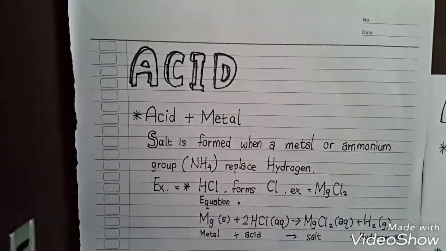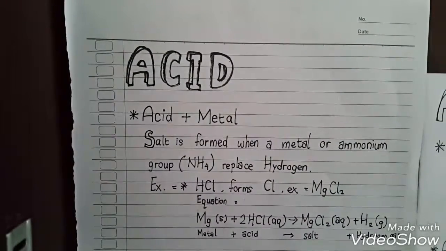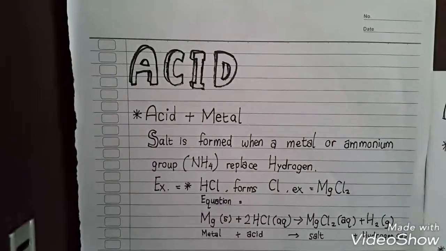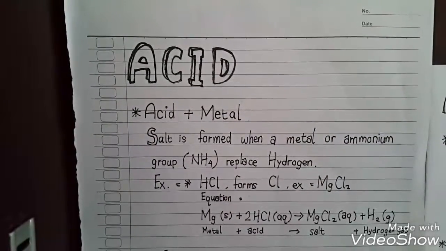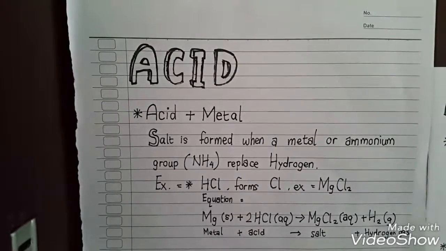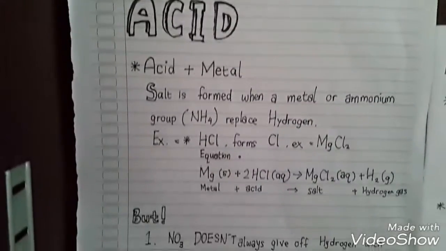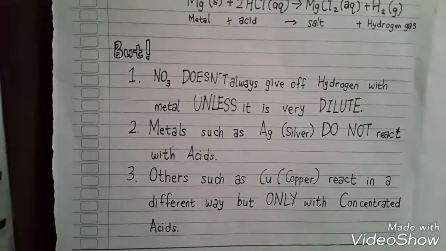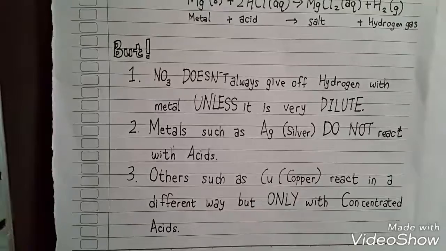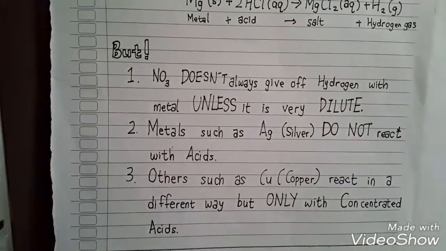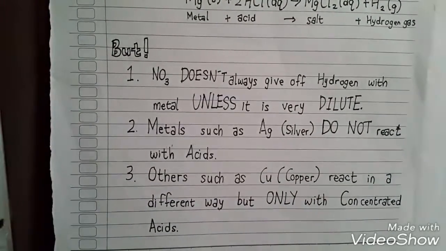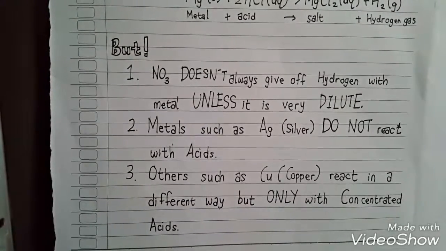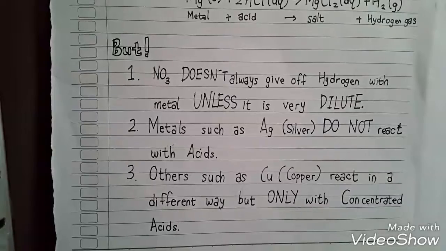Acid plus metal. Salt is formed when a metal or ammonium group replaces hydrogen. This is the example. Metal plus acid forms salt and hydrogen gas. But 1. HNO3 doesn't always give off hydrogen with metal unless it is very dilute. 2. Metals such as silver do not react with acids. 3. Others, such as copper, react in a different way but only with concentrated acids.